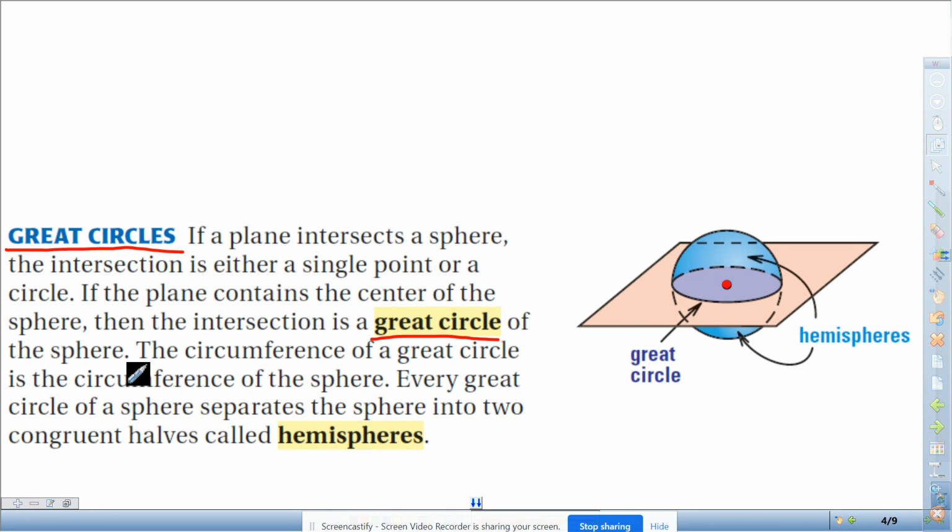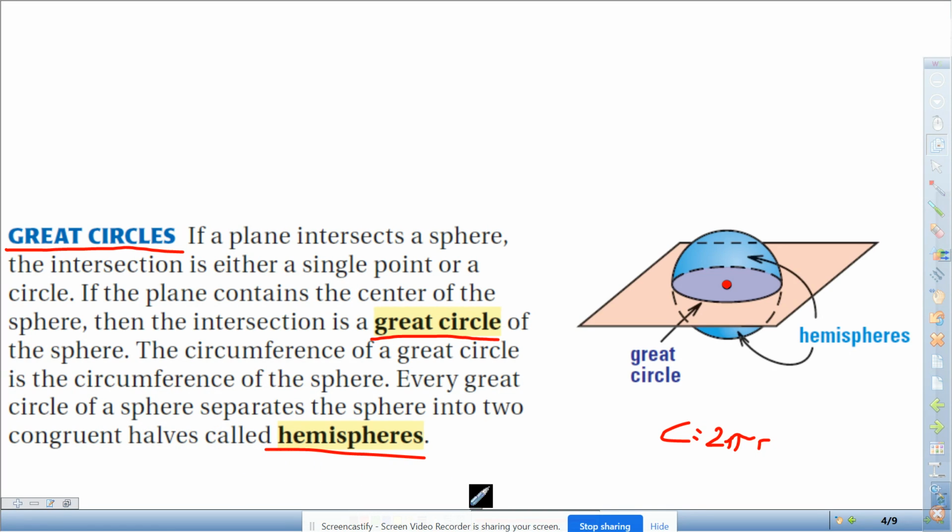Okay, here's what it says. It says the circumference of a great circle is the circumference of the sphere. Okay, so if you're ever asked circumference of a sphere, all you need to do is find the circumference of the great circle, which, if you guys remember, circumference, just by the way, is 2 pi r. Just a little reminder.